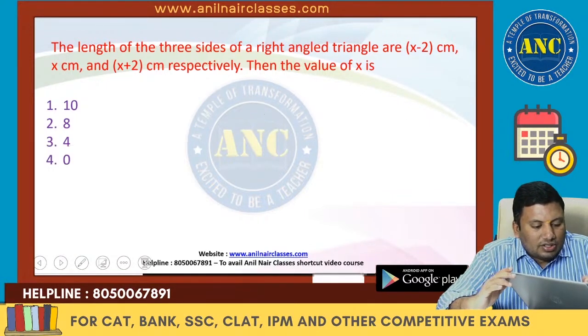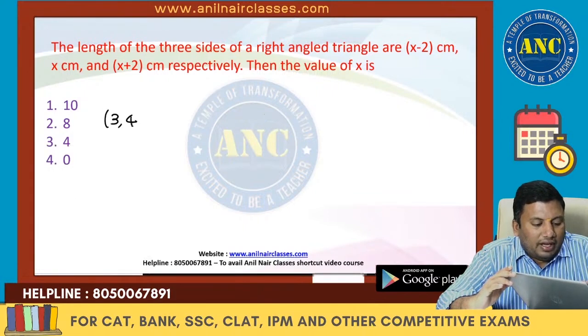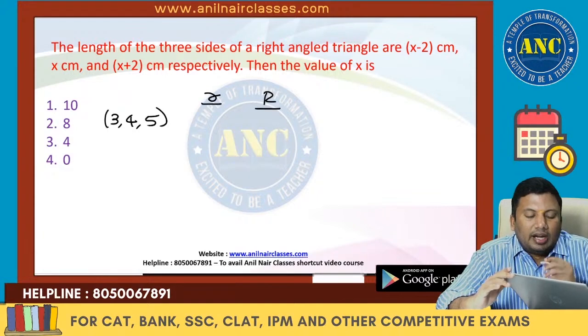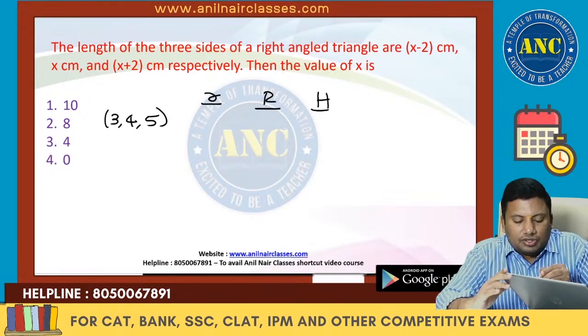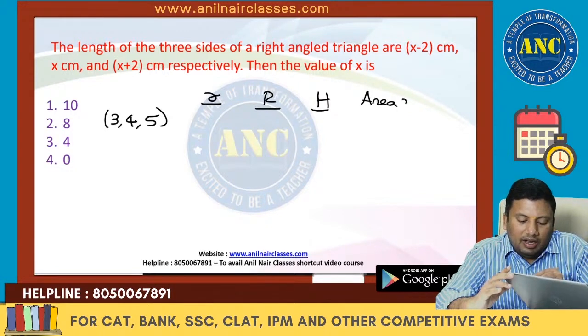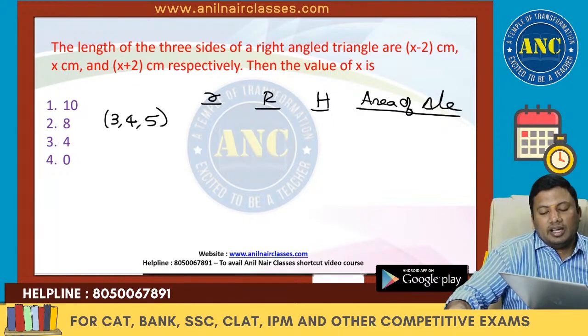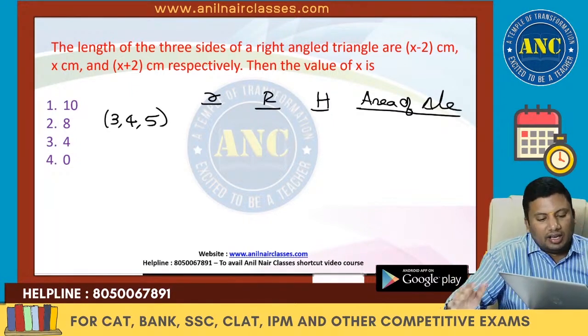See here, suppose 3, 4, 5. This is very important for us to solve the problem. Inradius, circumradius, hypotenuse, and the area of a triangle. All these values we will find.